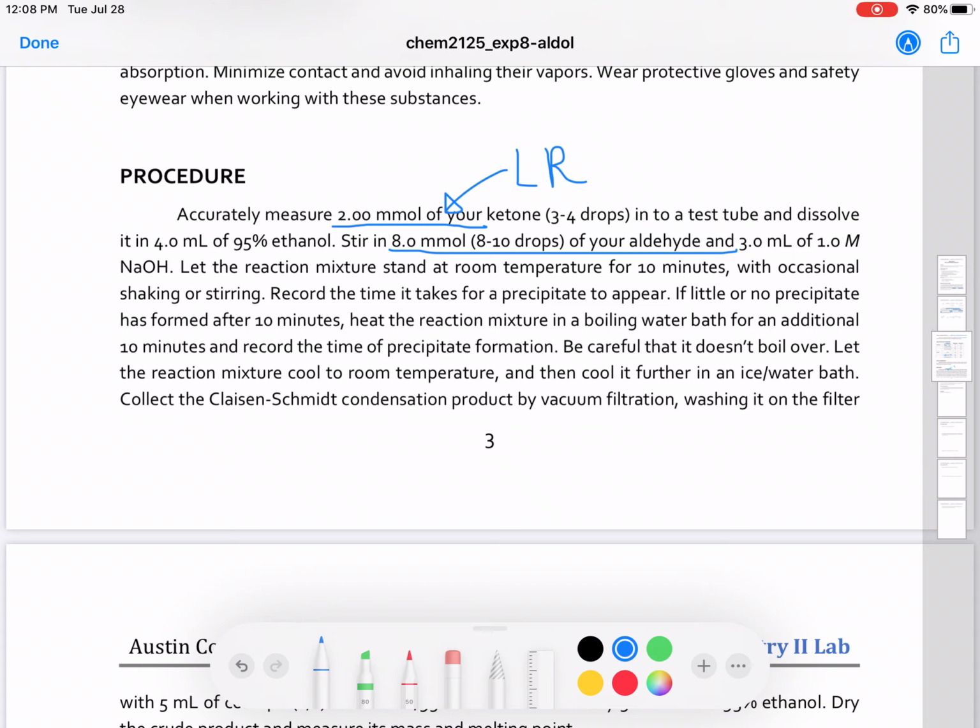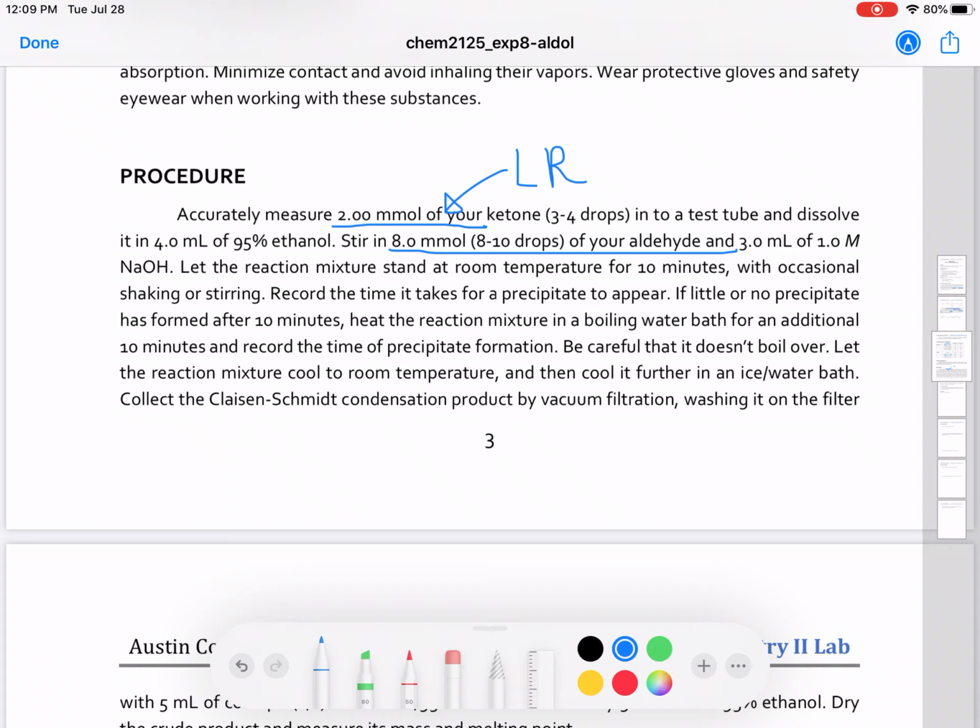And then while you are boiling it, we want to make sure your reaction mixture is in a test tube, that it will not boil over. So you want to monitor the reaction mixture. And then after you get your precipitate, you're going to let it stand at room temperature for the precipitate to form. And then you can put it in the ice water bath. And then what you have created is your Claisen-Schmidt condensation product.